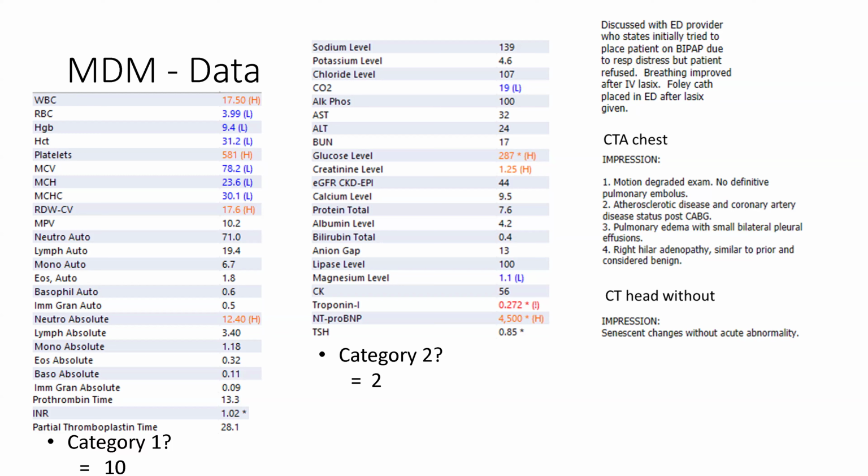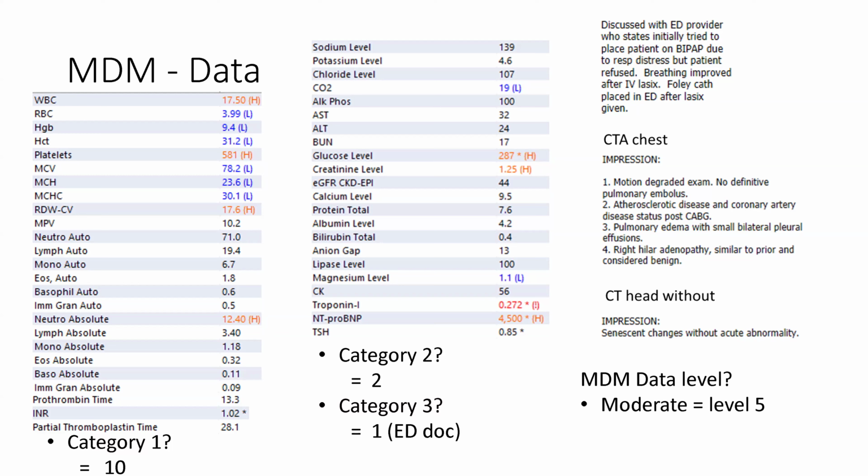All right, so in this there were actually 2 different independent interpretation studies, so there were 2 different elements satisfying category 2. In category 3, we talked about discussion with another external provider. Discussion with the ED provider checks the box for that. So then this is a level 5. This is solidly a high level 5.